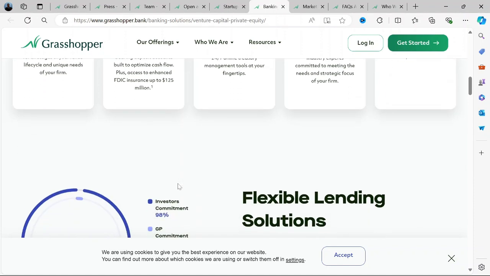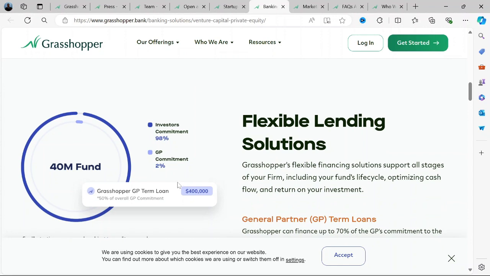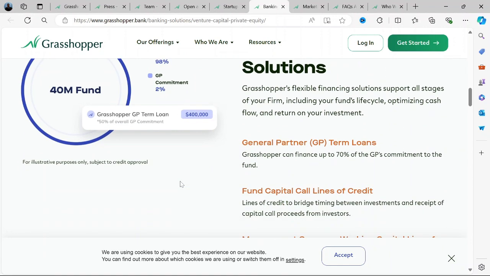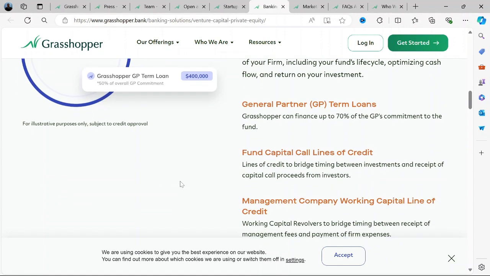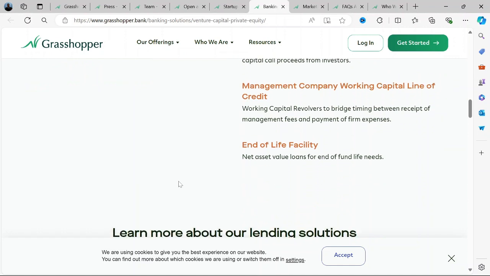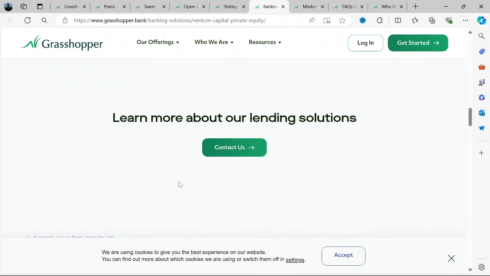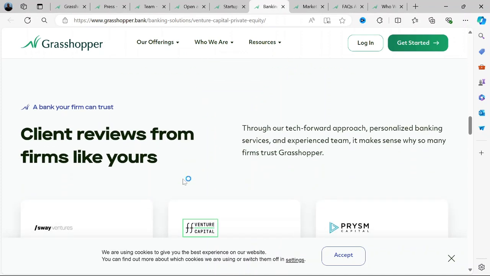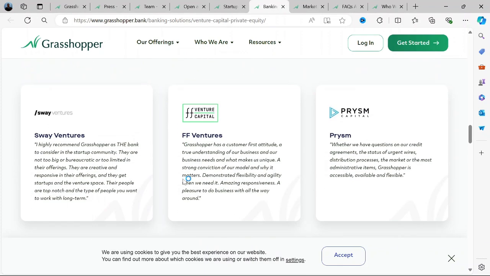From this review, we can deduce that Grasshopper Bank is a strong contender for startups, small businesses and entrepreneurs looking for a modern, cost-effective, and user-friendly banking solution. Its digital-only approach allows for seamless integration with financial tools and payment platforms, making it a great fit for tech-savvy users who value convenience and efficiency.